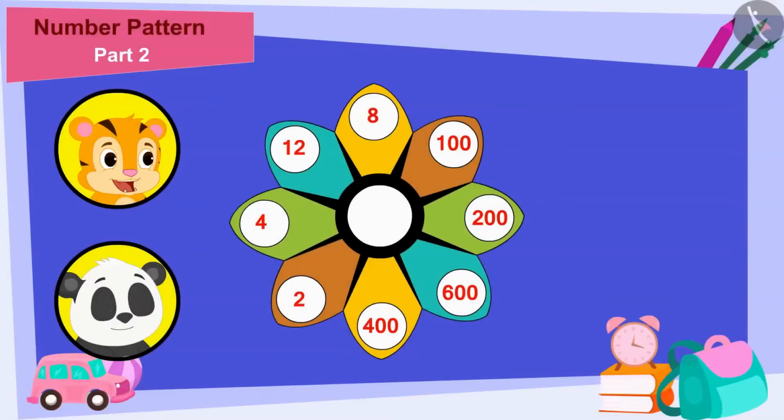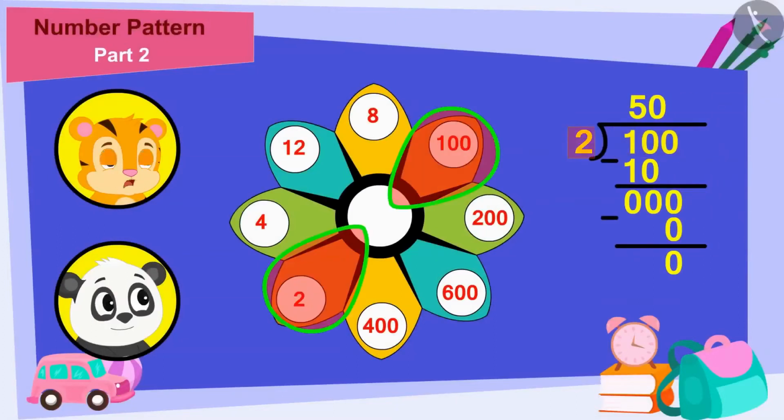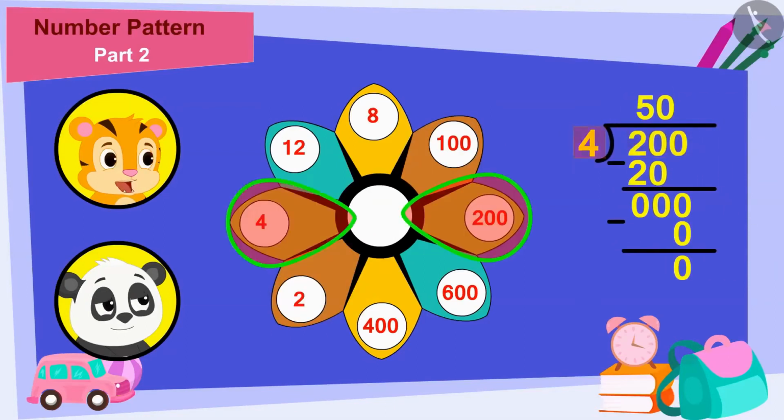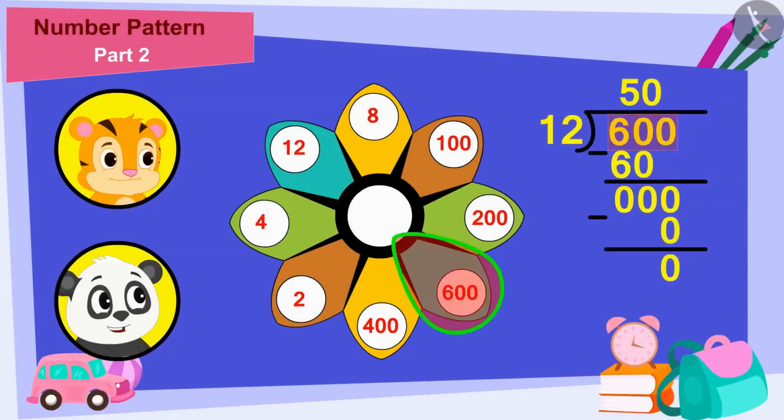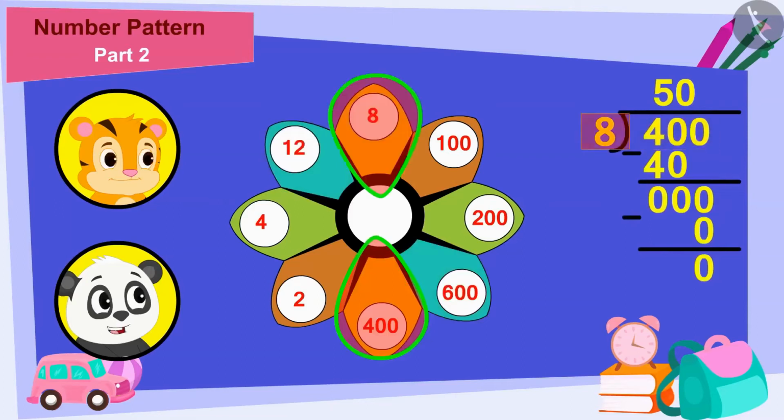Look, Golu, if I divide the number 100 by 2, the answer will be 50. And even when I divide the number 200 by 4, the answer will still be 50. Sher Khan said excitedly to Golu. Yes, and even if we divide 600 by 12, the answer is still 50. And finally, if we divide 400 by 8, the answer is still 50.